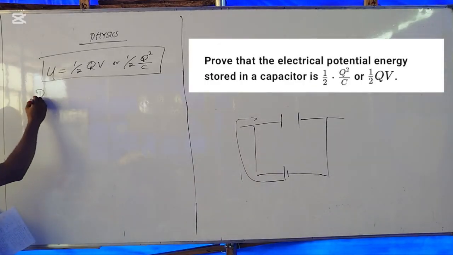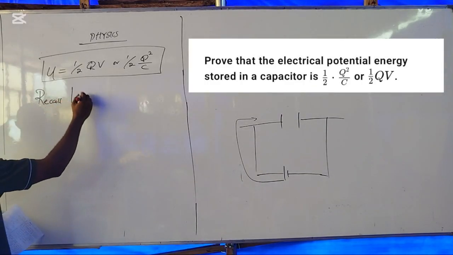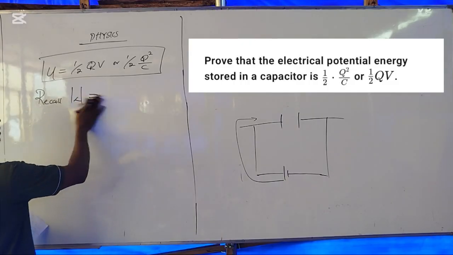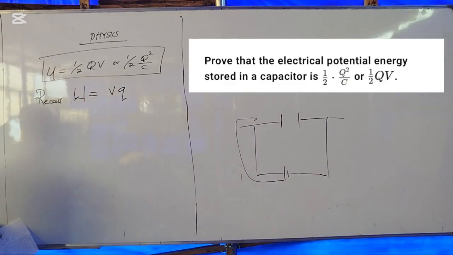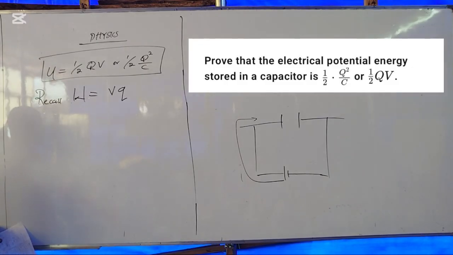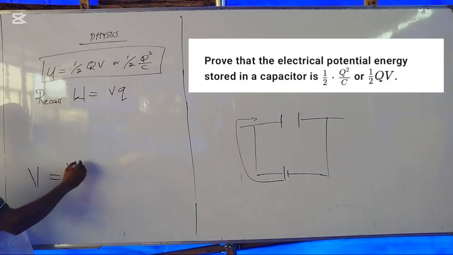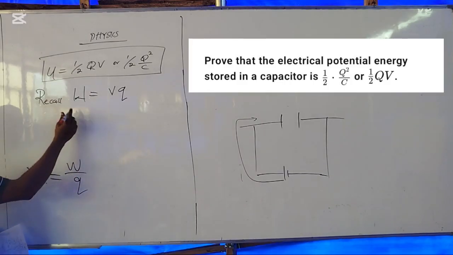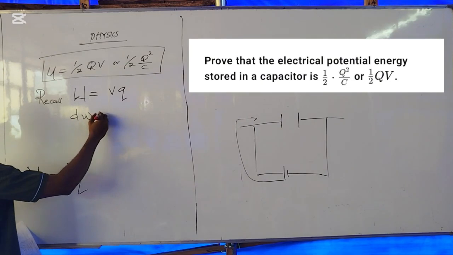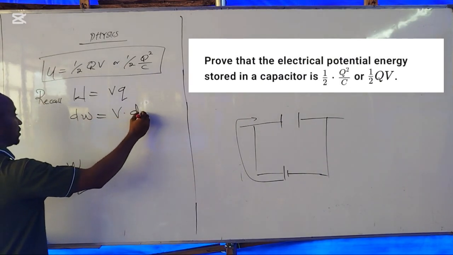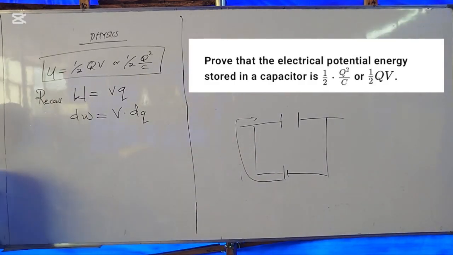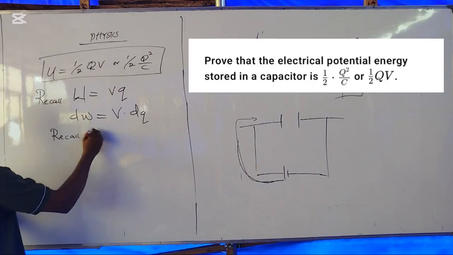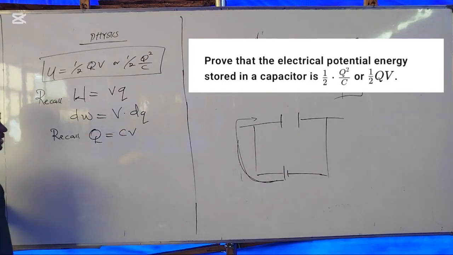And recall that work done is equal to VQ. Are you aware? Potential drop is equal to work done over charge. But a little change in work done is V times a little change in charge. A little change in work done is V times a little change in charge. Now recall that charge is equal to CV, right? Are you aware of this?